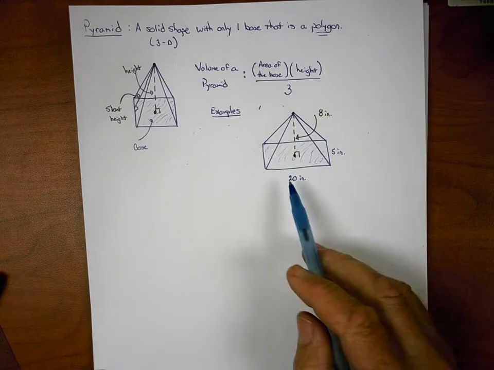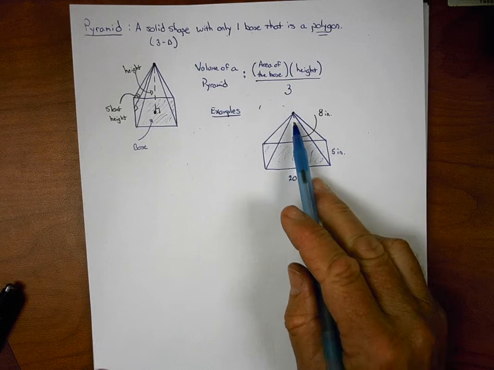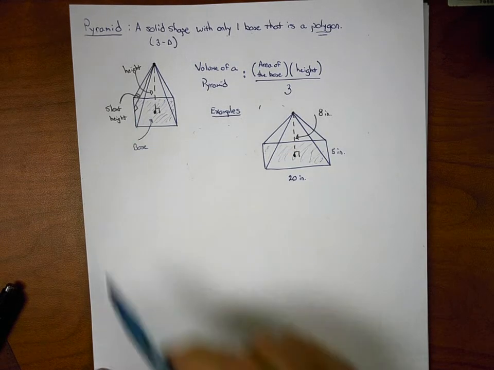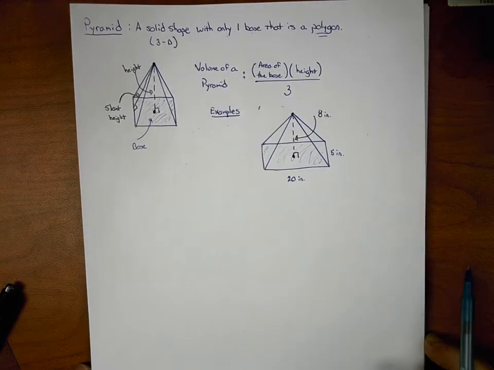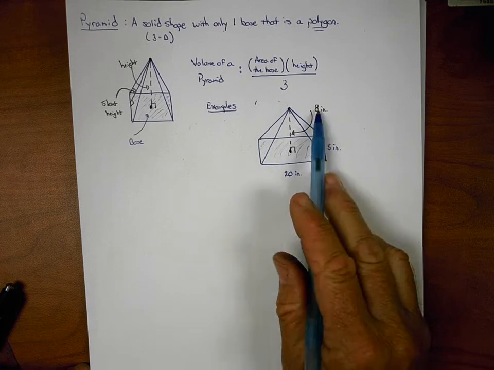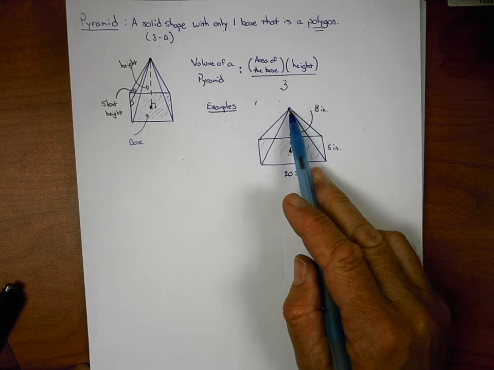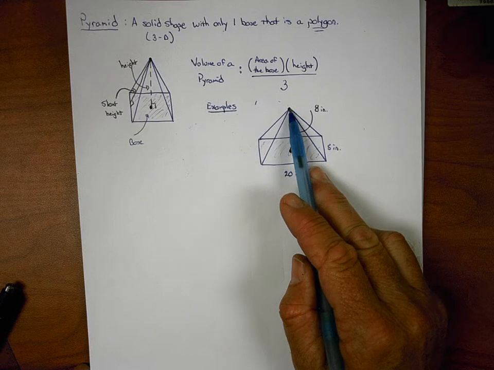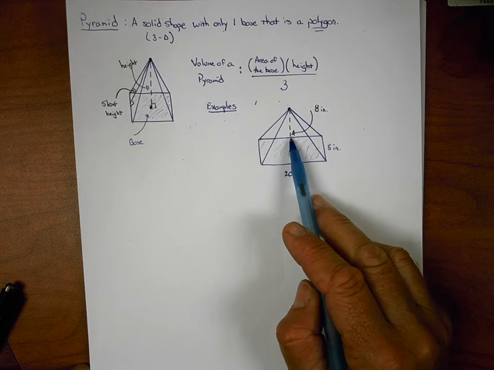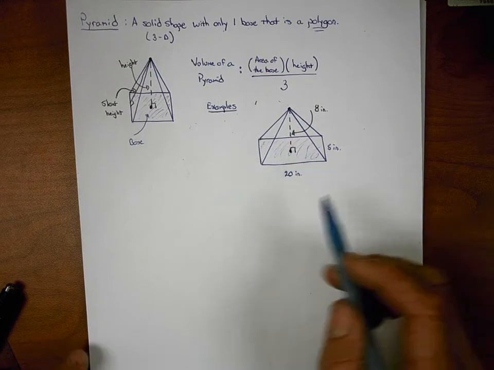All right, so first of all, is that 8 right there, that dotted line, a height or a slant height? Very important that you know the difference. If you said height, you are correct. So 8 is the height. How do I know it's the height? Well, remember, the height always goes from the top of the pyramid through the inside of the pyramid down to the bottom of the base.